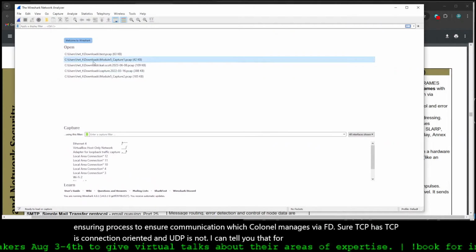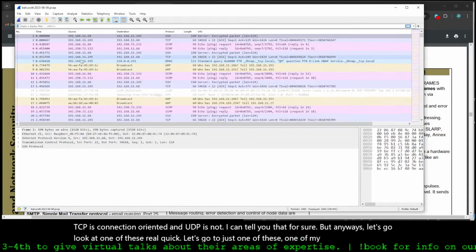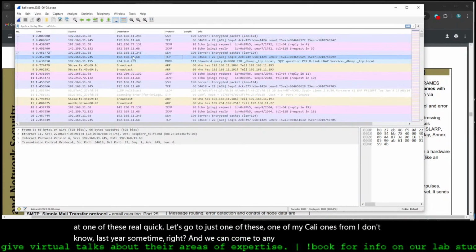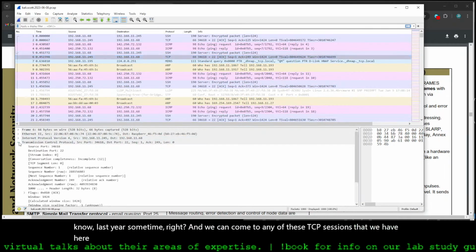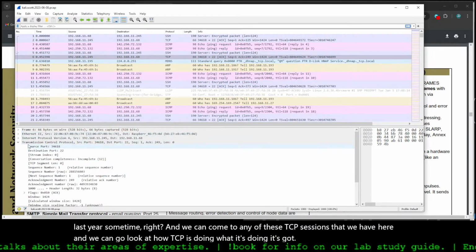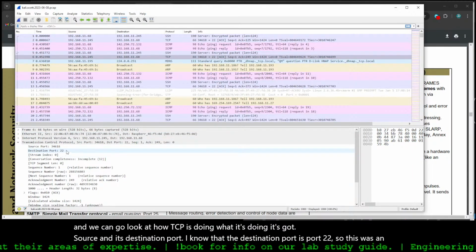But anyways, let's go look at one of these real quick. Let's go to just one of these. Was one of my Cali ones from, I don't know, last year sometime, right? And we can come to any of these TCP sessions that we have here, and we can go look at how TCP is doing what it's doing. It's got its source and its destination port. I know that the destination port is port 22, so this was an SSH connection. I know that right off.